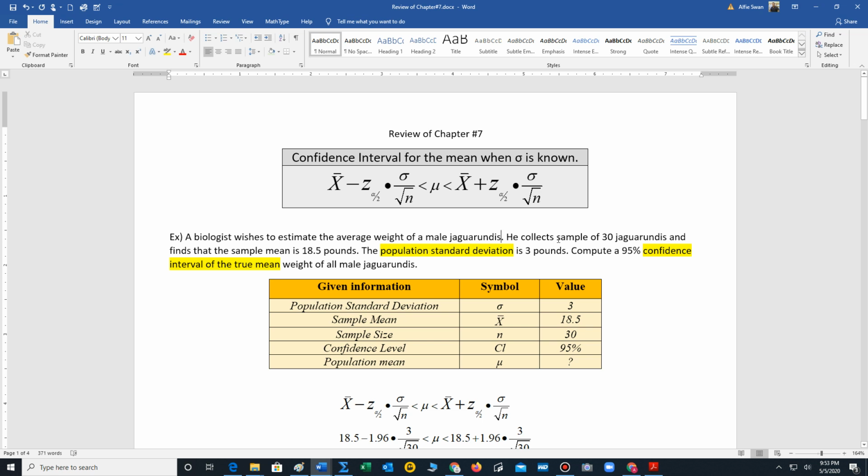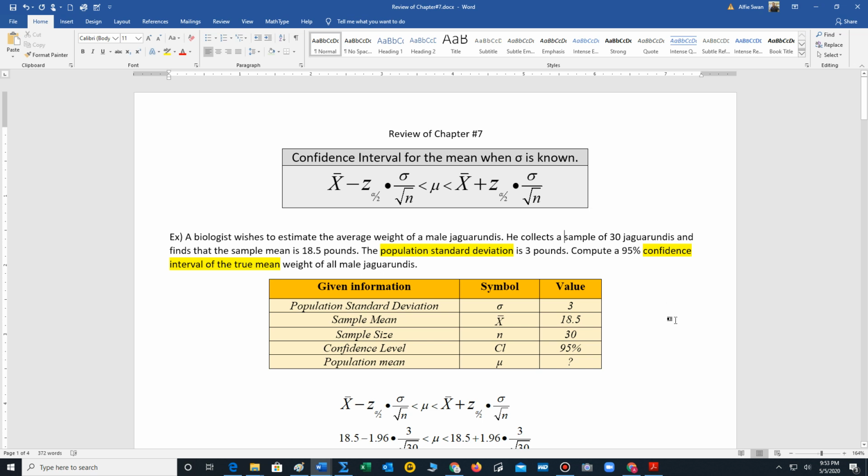He collects a sample of 30 jacarandis and finds that the sample mean is 18.5 pounds. The population standard deviation is a key word. Once you see the population standard deviation in a problem like this, that's going to tell you to use this particular formula. It's 3 pounds. Compute a 95%, and here's the key wording again, I highlight the key wording, confidence interval of a true mean of all male jacarandis. That tells you that we're going to use this formula.